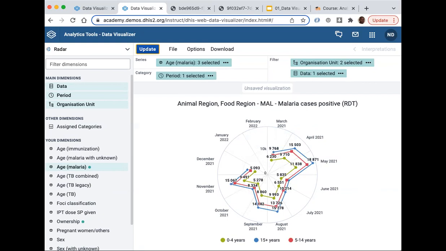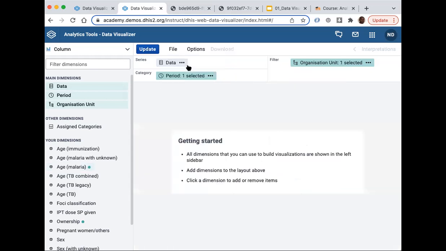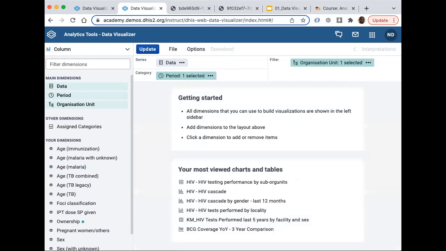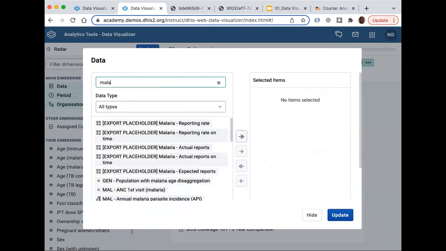Again, if you wanted to start afresh, not starting from what I had before, let's quickly do that. You will be able to choose from the chart type, that's the chart type that you want. From the data, we did say we want malaria. What's malaria?